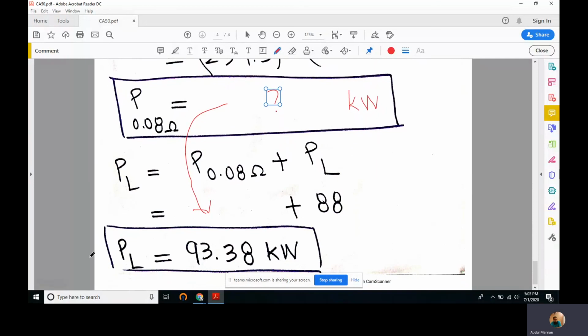And if we add it, we reach a value where P L is not P L. I'm sorry, this is not P L, this is P S. This is the power supplied by the source. The power supplied by the source is the power absorbed in the 0.08 ohm resistor plus the power absorbed in the load. So this is P S, right?